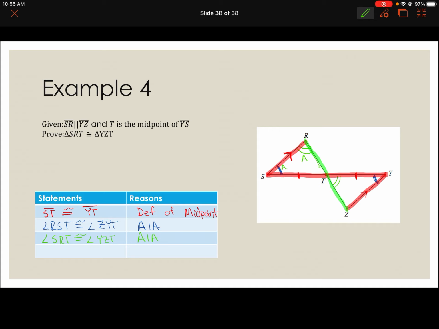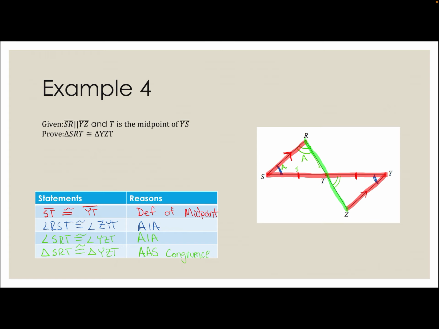And so now again, we have an angle, and we have a side. And again, the side is not between the two angles. So we're going to get triangle SRT is congruent to triangle YZT. And the reason is angle, side congruence.